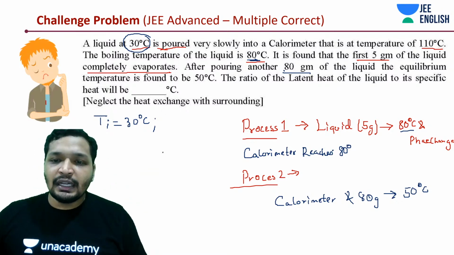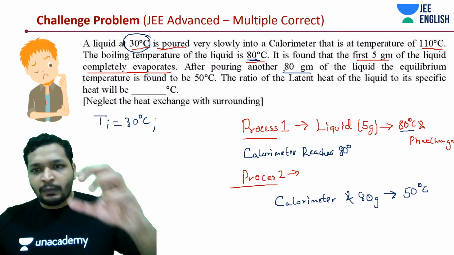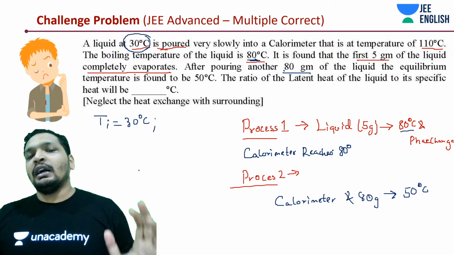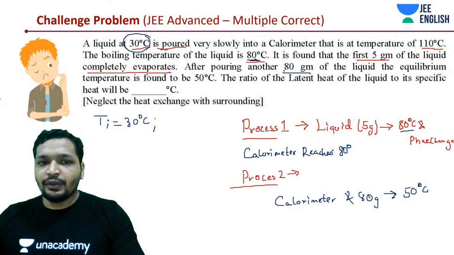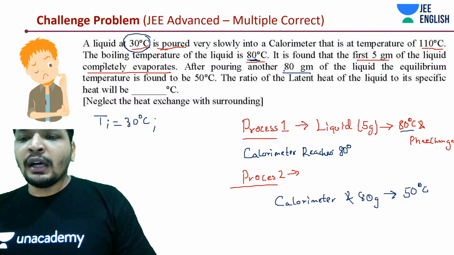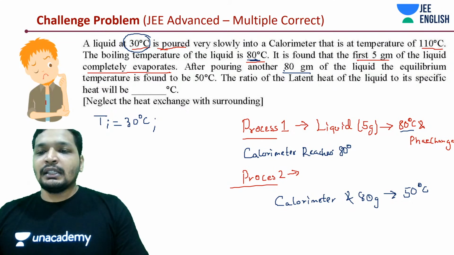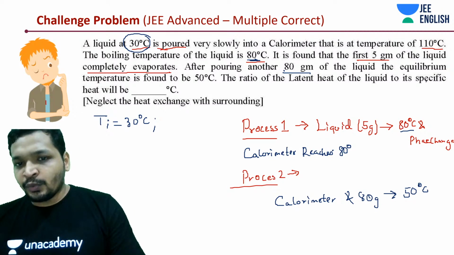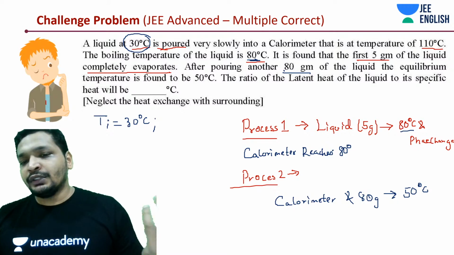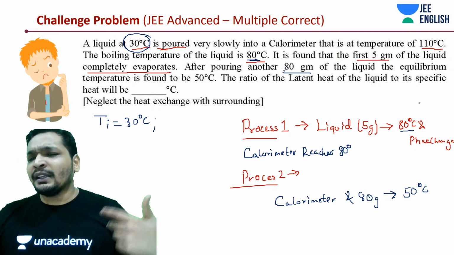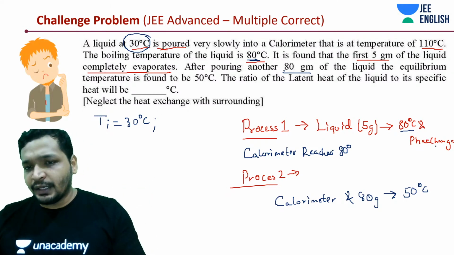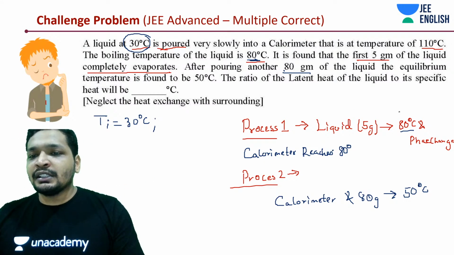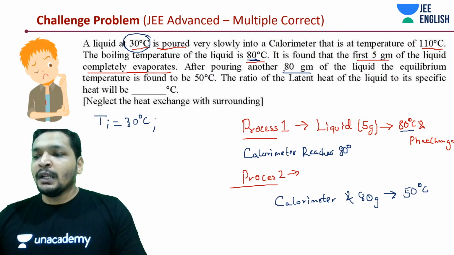So the calorimeter reached 80 degrees Celsius when it was evaporating, and when the evaporation stopped, some heat is being transferred until they reach 50 degrees Celsius. So now, what is happening? One is some phase change is happening in process 1. And process 2 is basically just heat exchange. Heat exchange is happening everywhere, but in process 1 it's heat exchange plus an additional phase change. This liquid is at 30 degrees Celsius, it reached 80 degrees over here, whereas over here it reached 50 degrees. Okay, let's do this question.